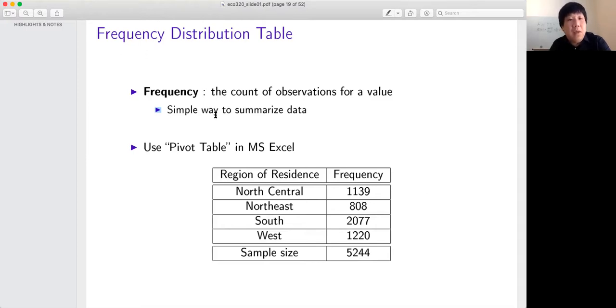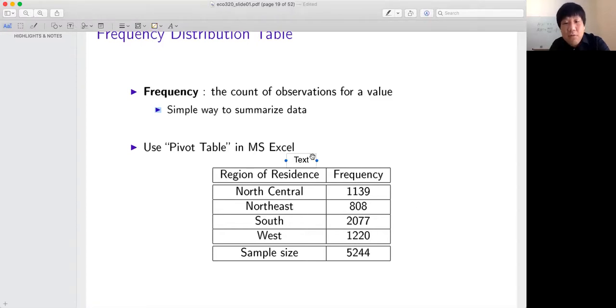Can I write over here? Okay. For example, this is called probability. For this one it would be 1139 over 5244. If you have a calculator, you can use it. Otherwise, wait 5 seconds for me to do it. Okay, 1139 divided by 5244 is 21.72%.